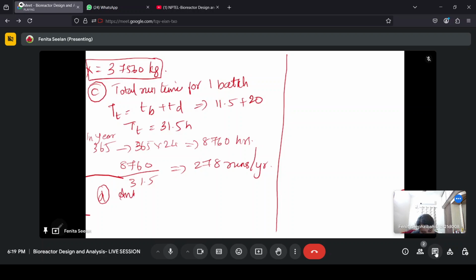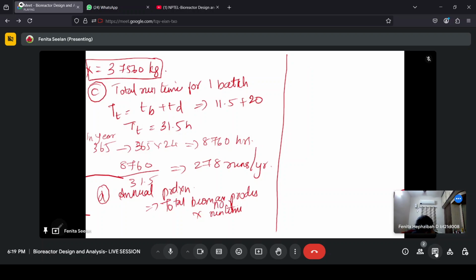So to begin with, annual production is equal to total biomass produced into runtime, or number of runs, which is 37560 kg produced into 278 runs per year.